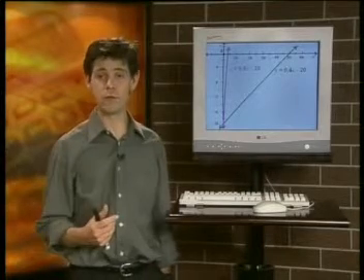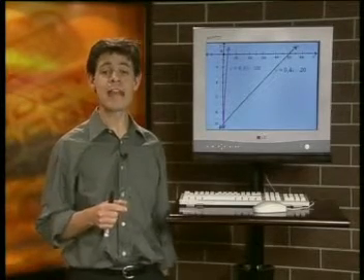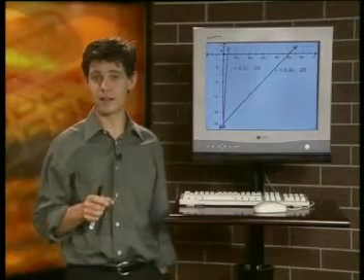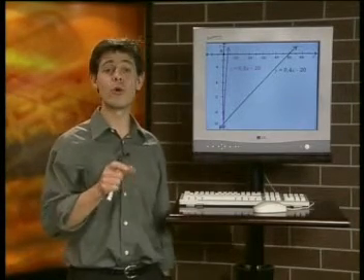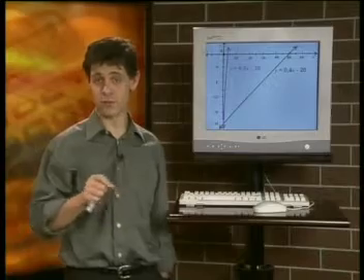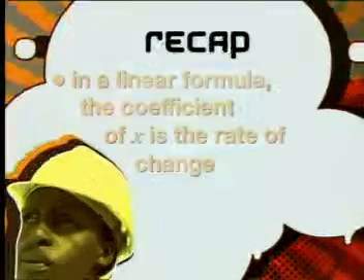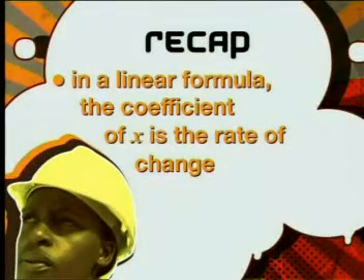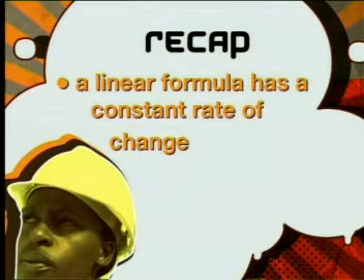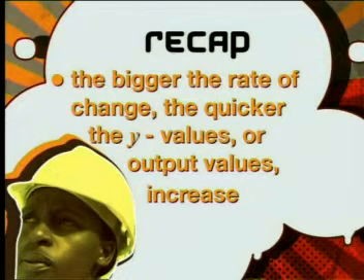Let's summarize what we've learnt. In terms of selling a specific mass of cans, the more money we are paid per kilogram, the more profit we will make. In a linear formula, the coefficient of x is the rate of change. A linear formula has a constant rate of change. The bigger the rate of change, the quicker the y values or output values increase.